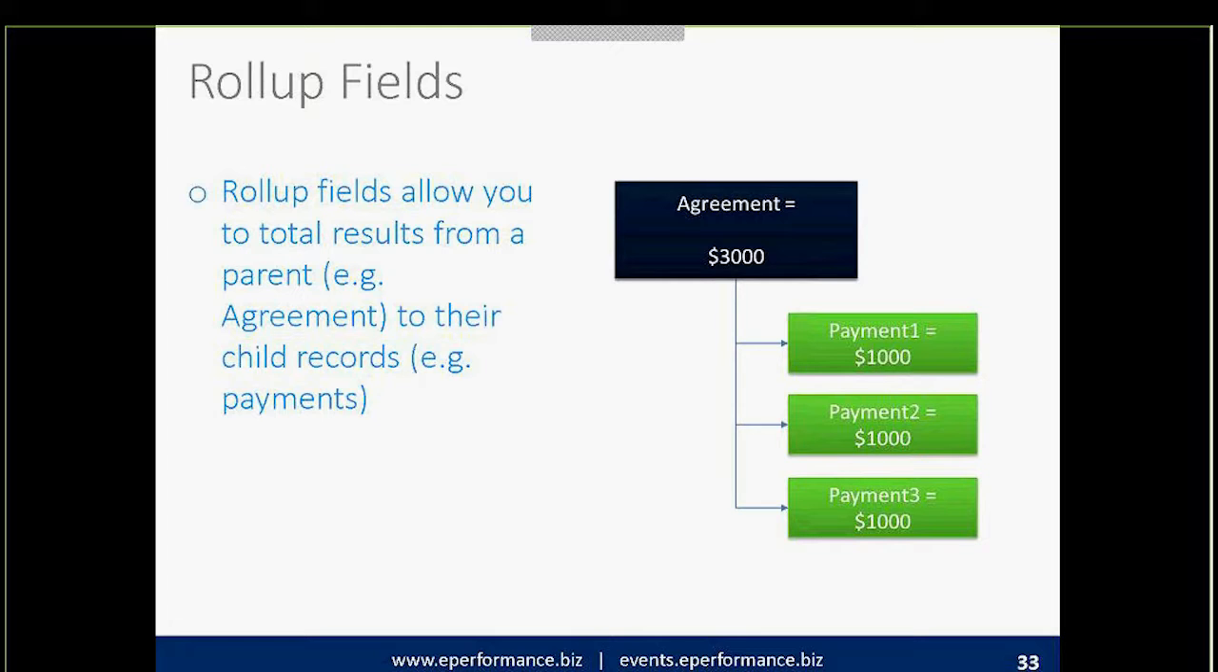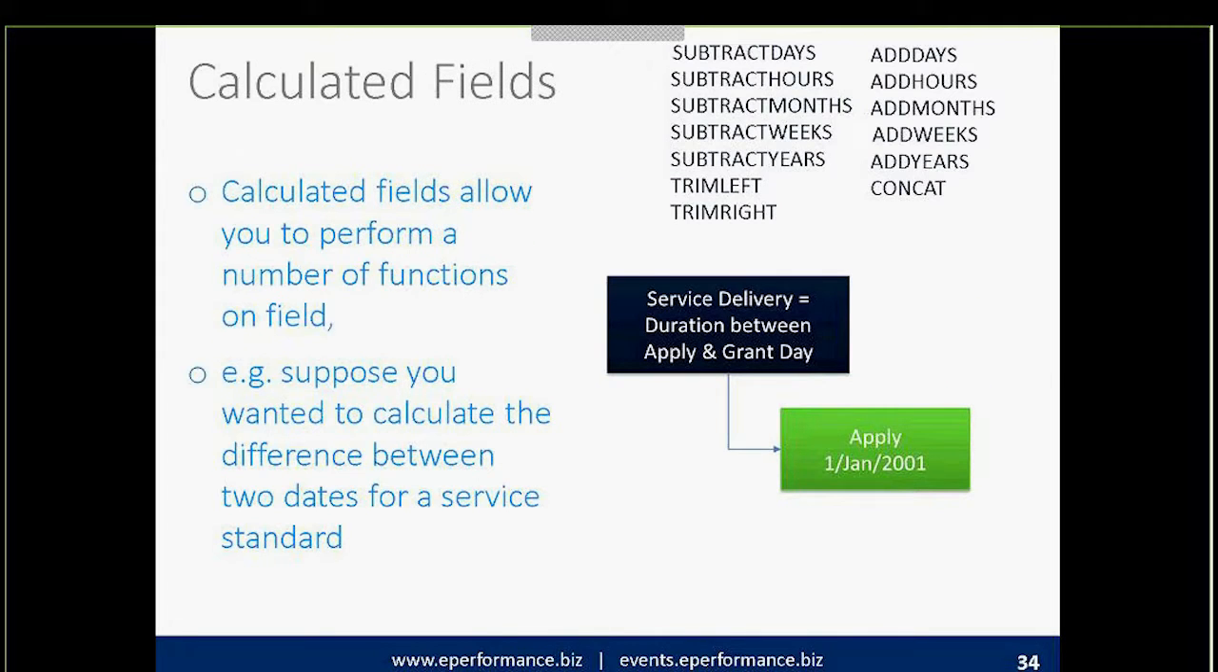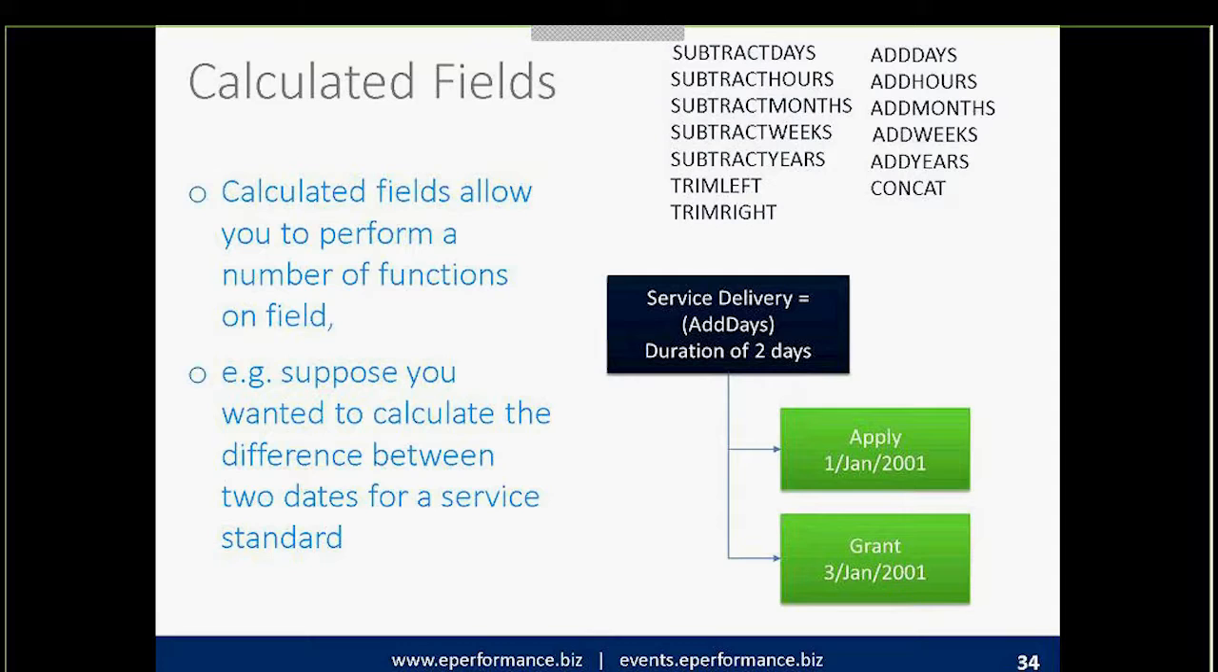In the case of calculated fields, what this looks like is essentially you can apply a number of different functions. So, for example, subtract days, add days, concatenate fields. And what will happen is suppose you have traversed a few days and you wanted to know what the duration between those 2 days would be. You could have a service delivery field in this example that would do add days and take stock of the difference between those 2 days and tell you the results. So it's very helpful from that perspective.